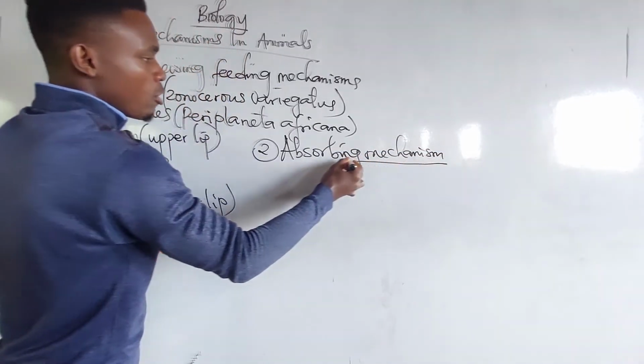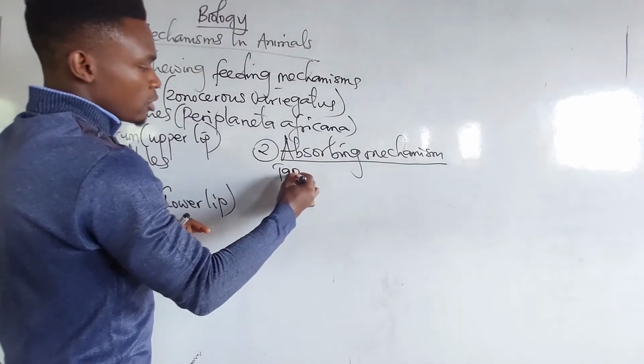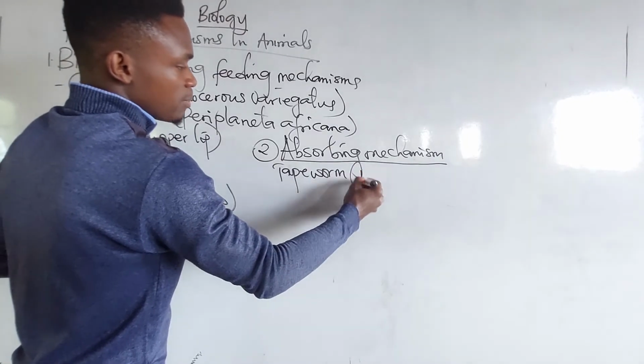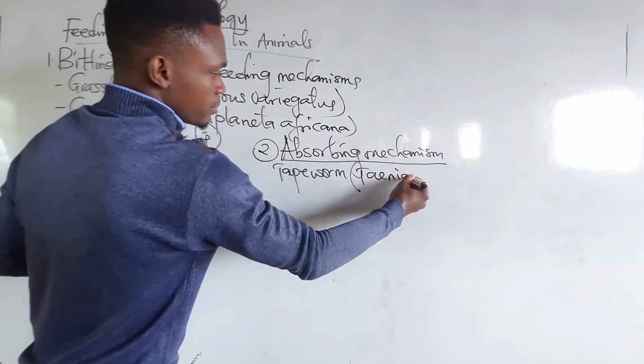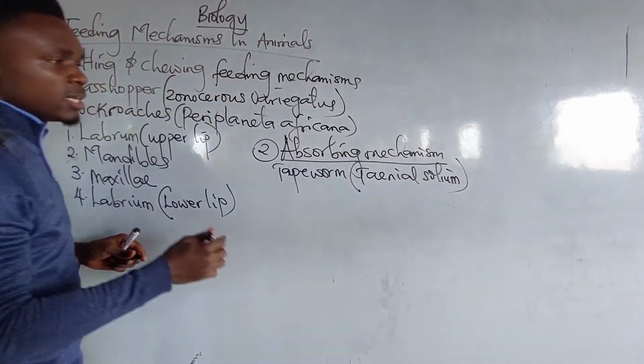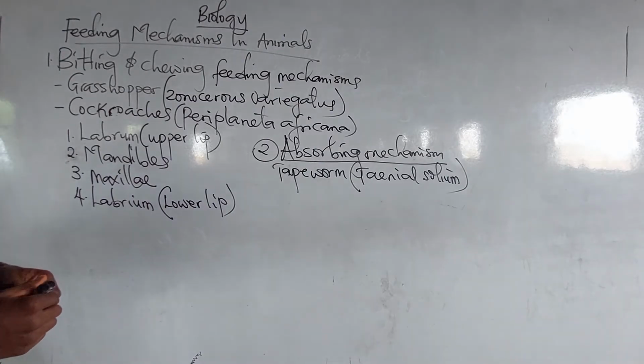A good example of organisms that exhibit absorbing mechanism is the tapeworm. It's called Taenia solium, and of course we have the Taenia saginata. Taenia solium is found in pork meats. The Taenia saginata is found in cattle.